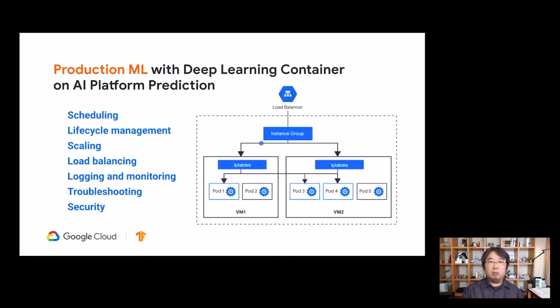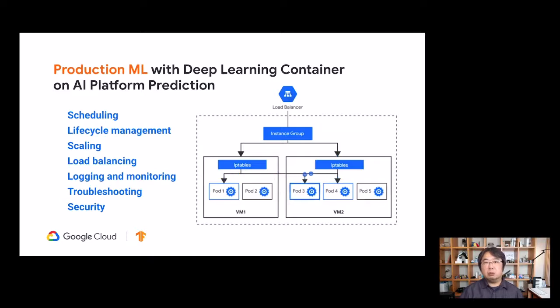So you can get all the benefits of those container environments, such as scheduling of each instance or lifecycle management of each instance or pod. What if your instances have some failure? GKE would take care of rebooting the pod or instances automatically. Well, what if you are getting thousands or millions of requests per second? In that case, you can use the load balancer of Google Kubernetes Engine so that each serving request or prediction request will be dispatched appropriately to each pod for serving.